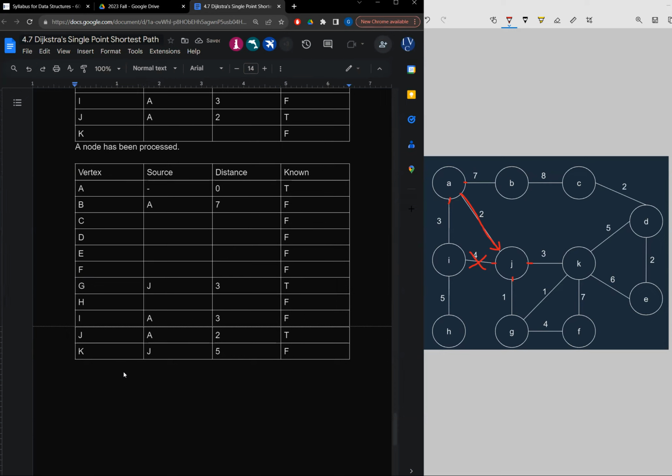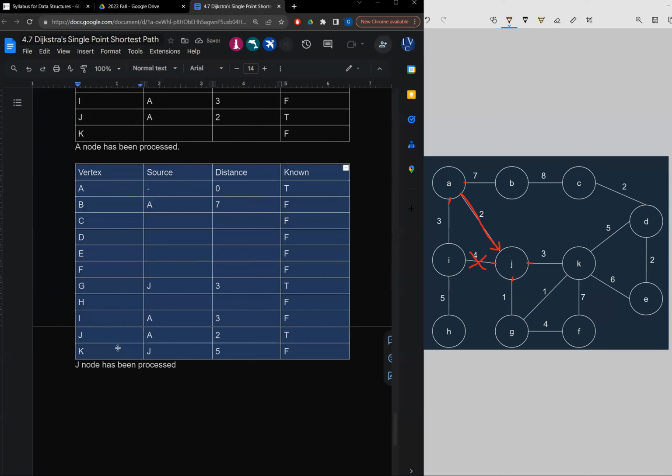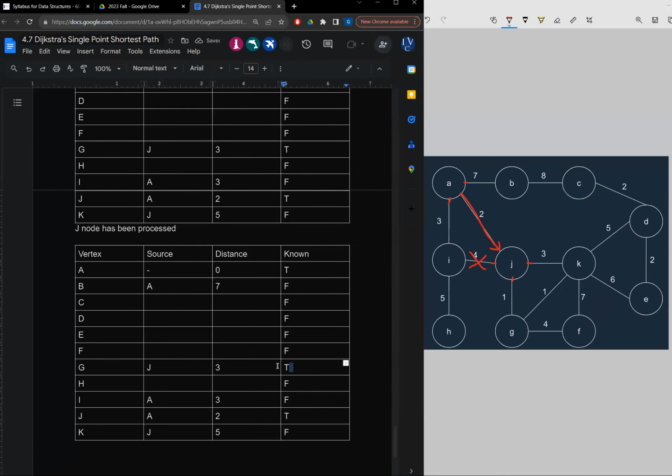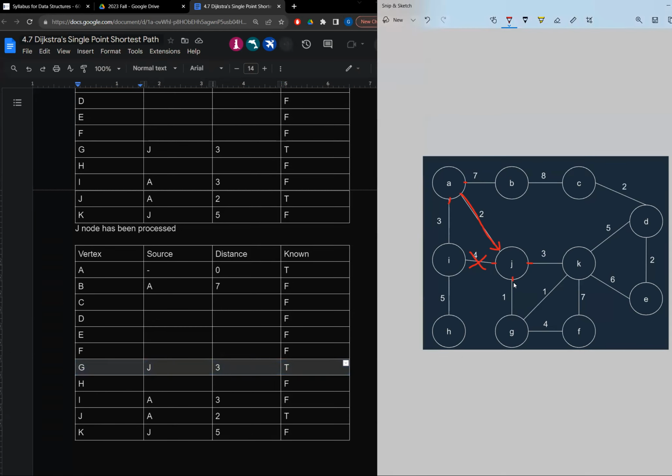All right, so we finished processing J node. It's processed. And we'll start building from G. All right, so we're establishing our shortest path to G. Even though we found I previously, we're using this table. This table is our backing store for the algorithm.